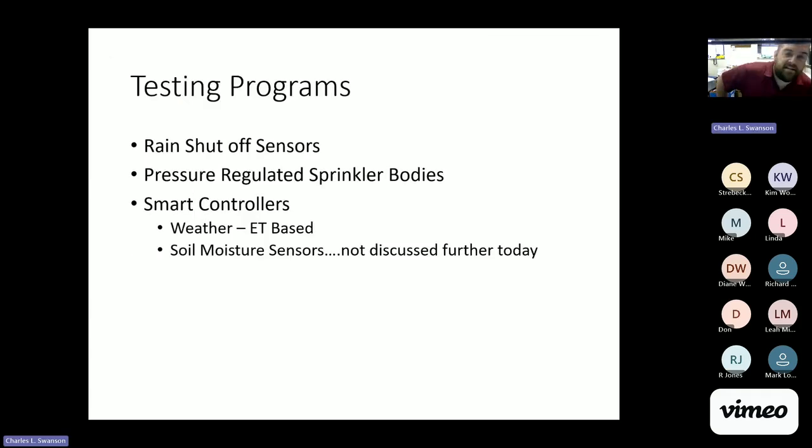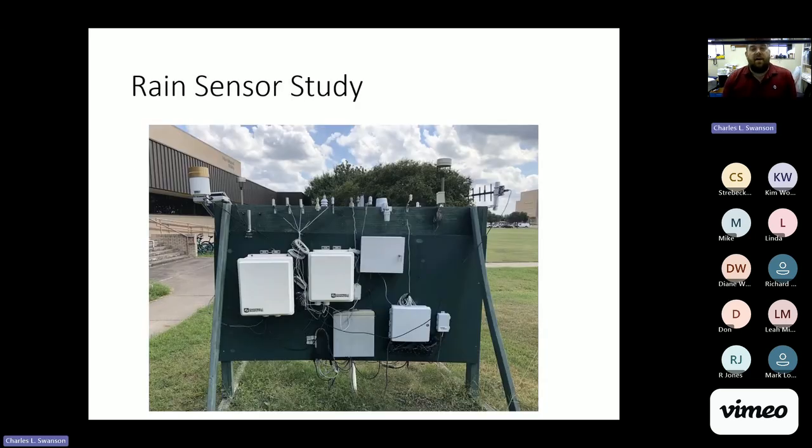And so we've been testing three biggest programs: rain sensors, sprinkler bodies, and irrigation controllers. So rain sensors, in Texas, state regulations require all irrigation controllers that were installed after 2009 to have a rain or soil moisture shutoff device installed on the irrigation controller. This is also a part of most city regulations as well for new irrigation systems.